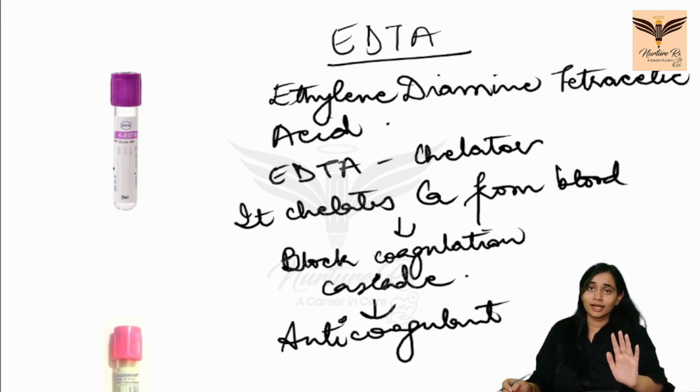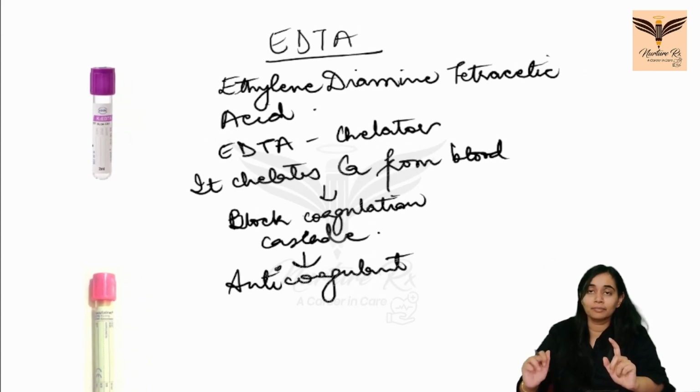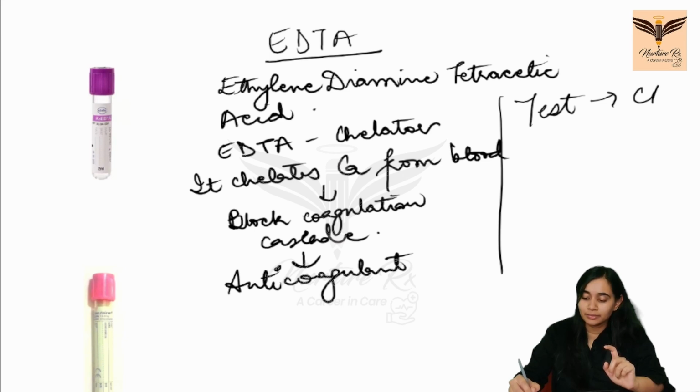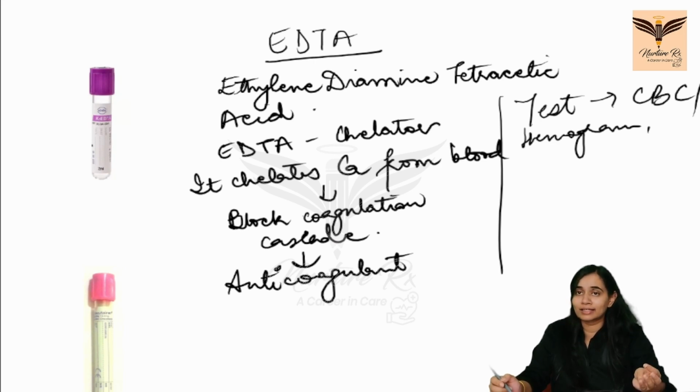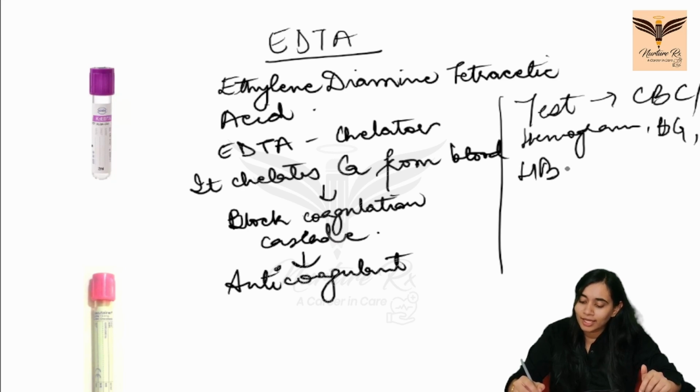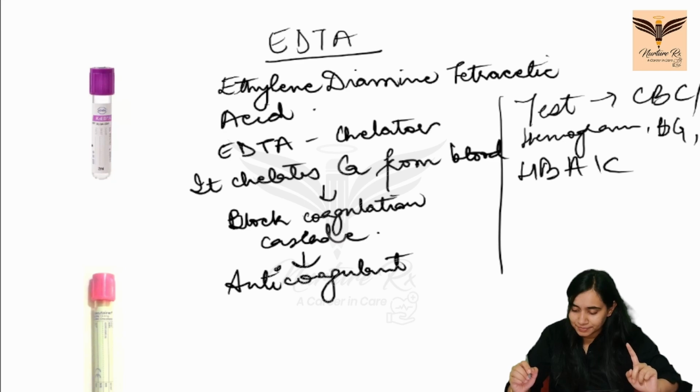So now that it is an anticoagulant, we have the blood in its actual form. What are the tests that can be done? So the tests are CBC or hemogram as you call it. So your hemogram includes everything, your WBC count, your platelet counts, your hemoglobin, your hematocrit, all of that covered in CBC. What other tests can be done? Blood grouping and your very important HbA1c can be done on EDTA, right?